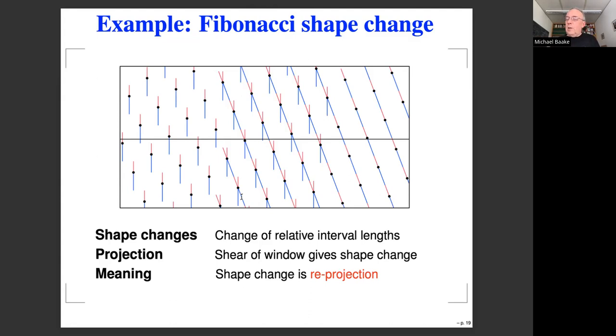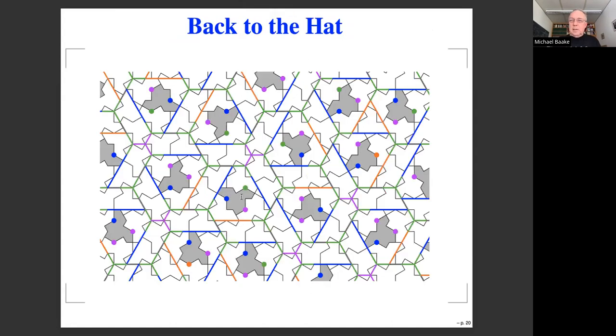And what does this shape change mean? It actually means we take the very same points from the Fibonacci model set description, but project them in a different direction. Yeah. So a shape change is a reprojection of the same set of selected points. And that also happens for the hat. And here is what we get from the cap tiling if we reproject it to get the hat.